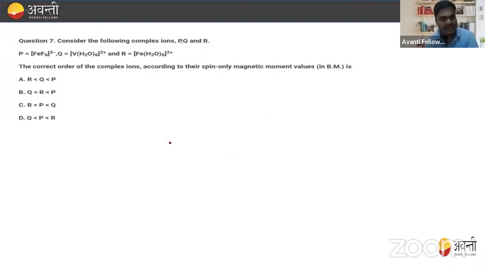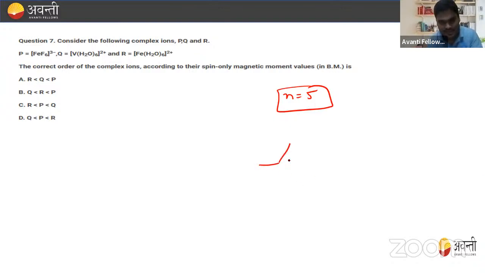So we know that in [FeF6], Fe has a +3 oxidation state and they have a weak ligand. So n comes out to be 5 in this case. We already drew this, right? Okay, let me draw this again.